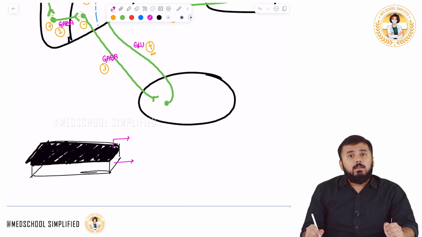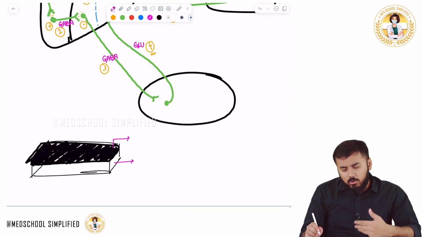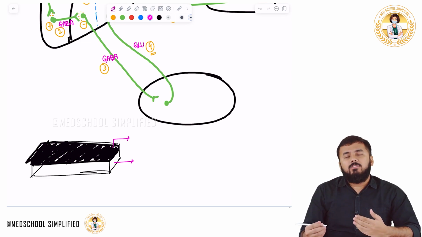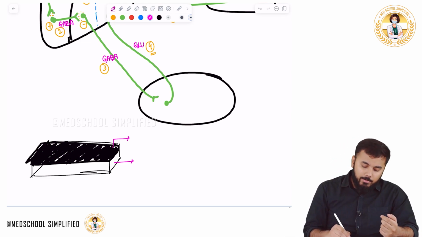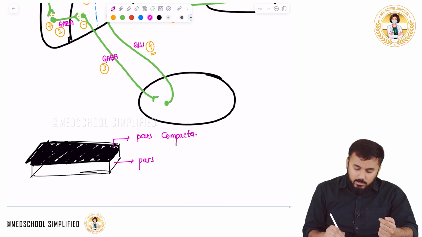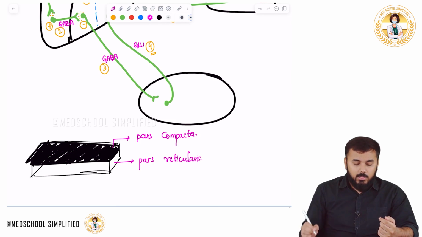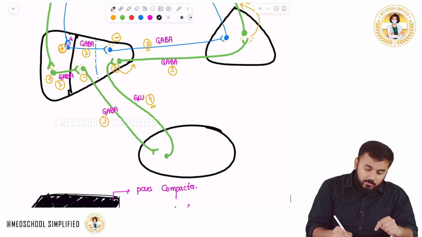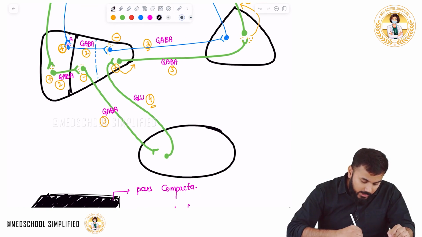Why is the upper part completely dark? Because it is having a lot of black cells, right? Why is the lower part light? Because it is having few black cells. So that is why the upper part is called pars compacta, and the lower part is called pars reticularis. Whatever it is, from here, you see one neuron.